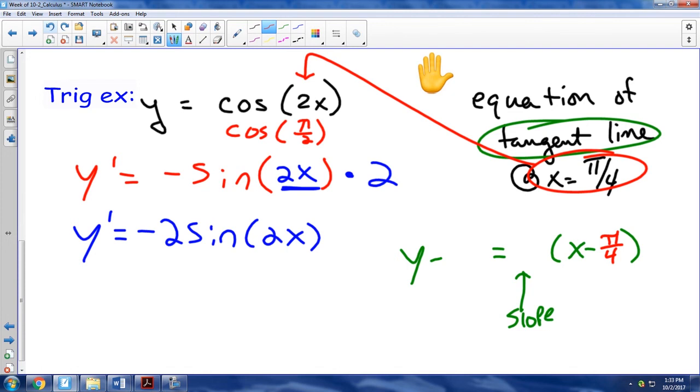And pi over 2? 0. So we have 0 here. So that's our point. We still need a slope. What is going to tell us our slope? Let's try to get those all together now. So I'm going to circle slope. What else represents slope?